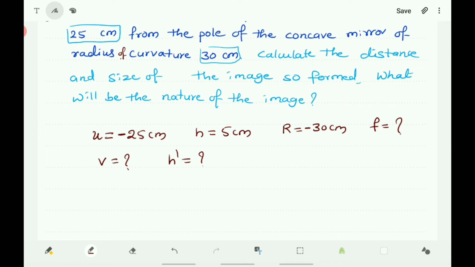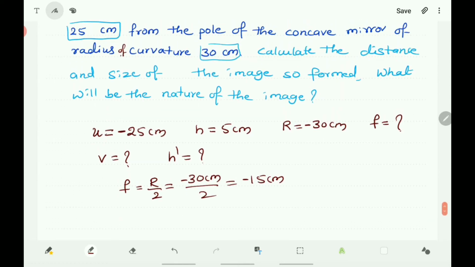Now you get f. The focal length is not given, the radius of curvature is given. You know the relation between the radius of curvature and focal length. Focal length is half of the radius of curvature. Therefore, you find f is equal to r by 2, that is minus 30 centimeter by 2, that is equal to minus 15 centimeter.